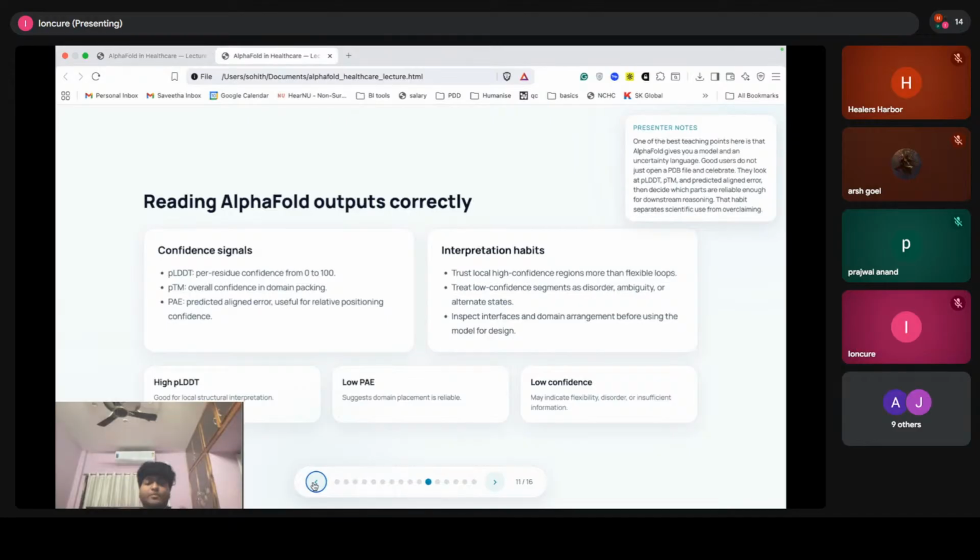So how do you interpret this? You need to trust high-confidence regions more than the flexible loops, and you need to treat the low-confidence regions with caution. It could be insufficient information, or it could indicate flexibility, or it could indicate disorder. So you never know. You need to validate that, and you need to inspect interfaces and domain arrangement before using the model for design. All right.